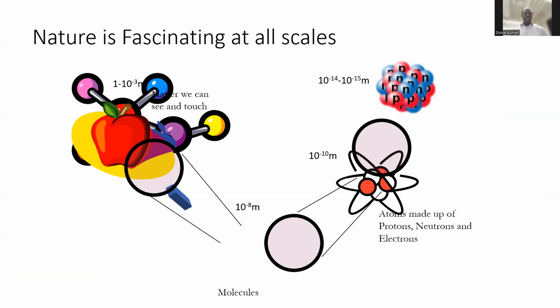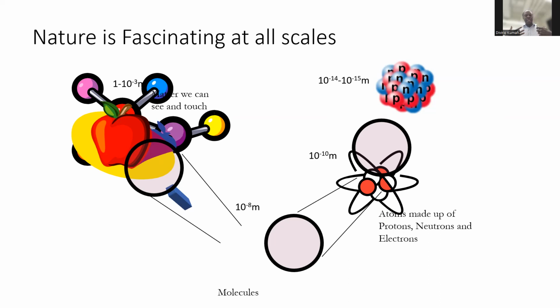So before going into how this technique works, I just want to motivate why we have to grow materials one atomic layer at a time. Nature around us is fascinating at all scales. Nature has its own way of making very complex materials, and some of these we typically take for granted. If you take an apple, for instance, an apple is large, it has dimensions on the order of centimeters and meters.